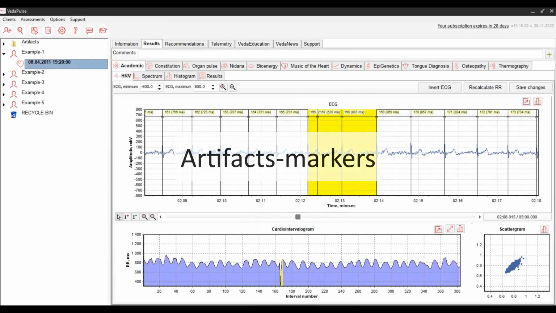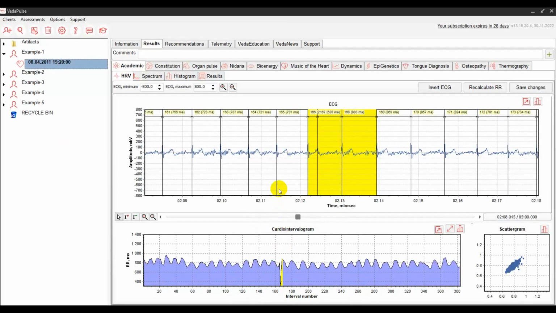Marker artifacts. First case. On the section of the ECG tape, you can find that all the R waves are marked, but there is a yellow interval where an extra marker is put. It is not located on the R wave. In this case, right-click on this marker and select Remove R Marker from the context menu.